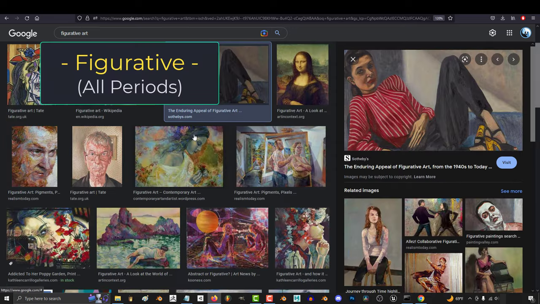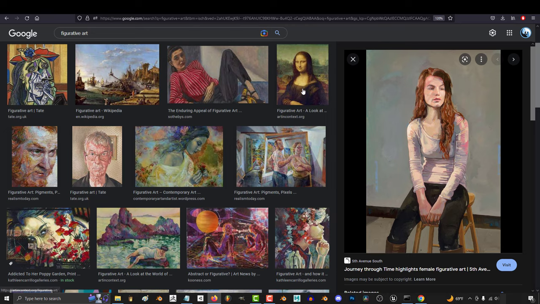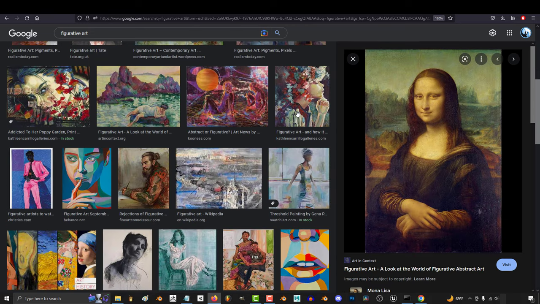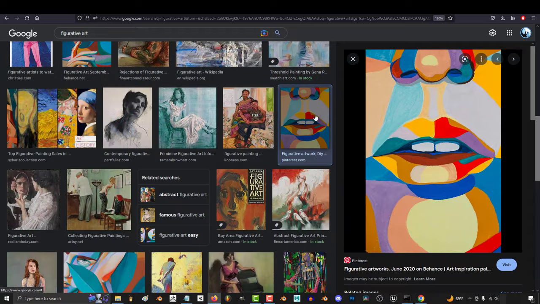Figurative. This tends to be any art that retains strong references to the real world. When you're looking at this kind of art, you can easily identify what the shapes are supposed to be and what they're supposed to represent.